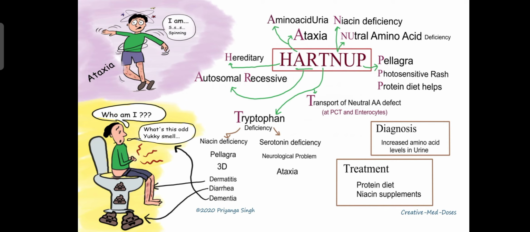Due to that, the person suffers from aminoaciduria, niacin deficiency, ataxia, or photosensitivity. Regarding diagnosis of Hartnup disease, an increased level of amino acids, especially neutral amino acids, in the urine can denote that the person is suffering from Hartnup disease. Regarding treatment, it is treated with the help of a protein diet as well as niacin supplement.